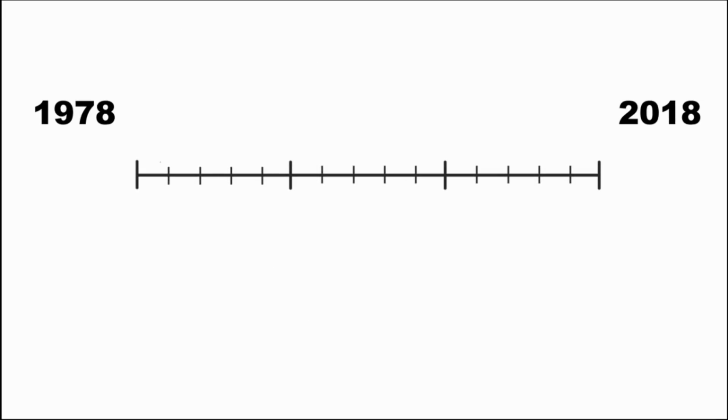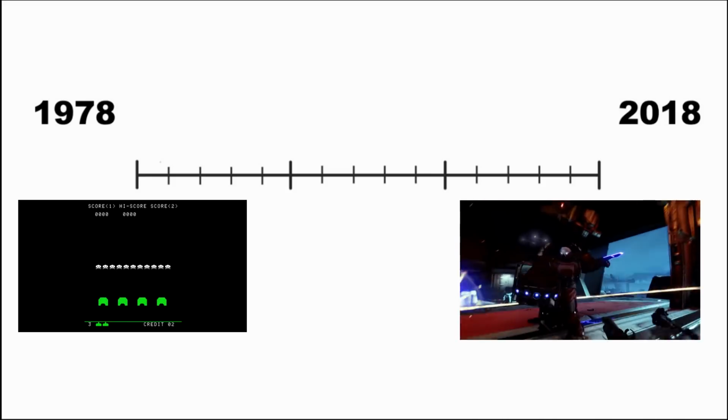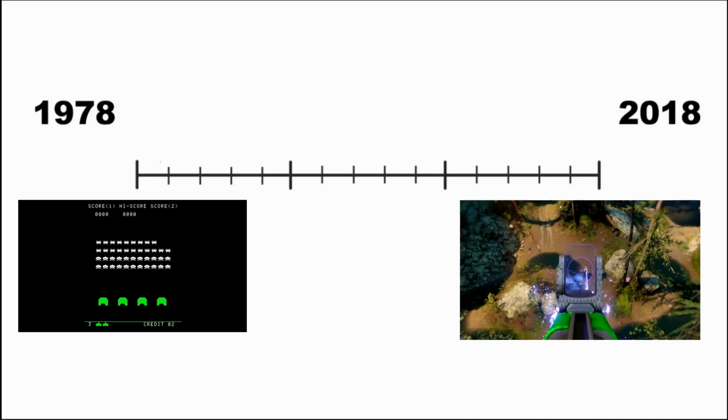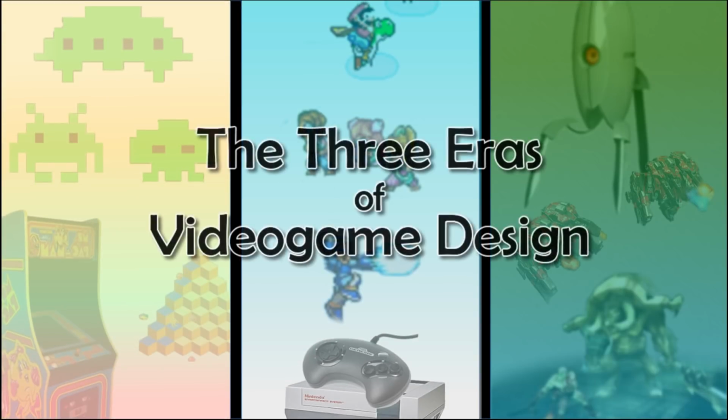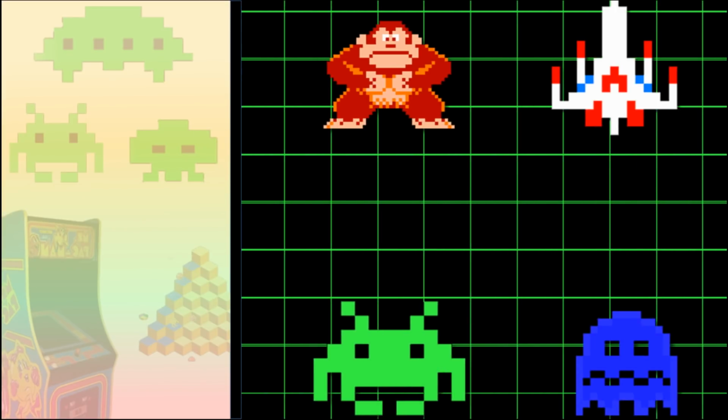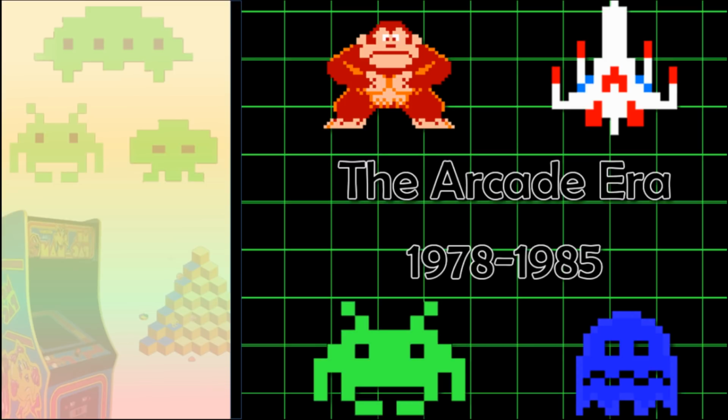starting with Space Invaders and going all the way up to the present. This serves as a good introduction to some of the theoretical ideas which will reappear numerous times in this series. The highest level idea I want to convey is that video game design history breaks down into 3 eras: the arcade era, the composite era, and the set-piece era. Let's go back to Space Invaders, which is in the arcade era.